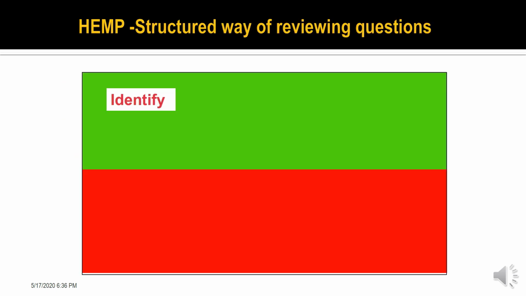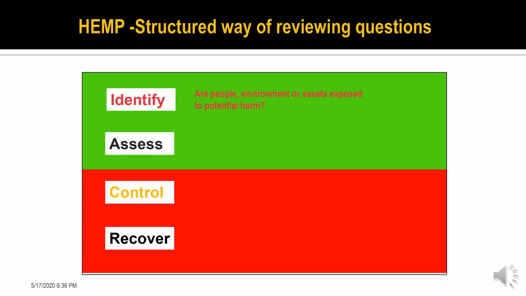So let's see in a little bit more detail. Are people, environment or assets exposed to the potential harm? This is a question you're supposed to ask in every stage of this assessment. Then what are the causes and consequences? What are the likelihoods? What is the risk and is it ALARP? Now here I am introducing another abbreviation. ALARP stands for as low as reasonably practicable. Which means when you bring in a control measure, it should always be ALARP. Don't bring a solution which is not possible to implement. Bring a solution which will reduce the risk to a manageable level.